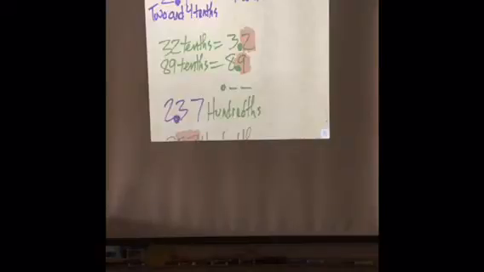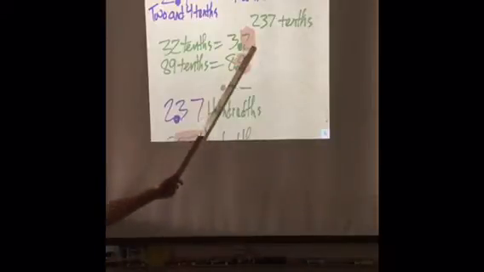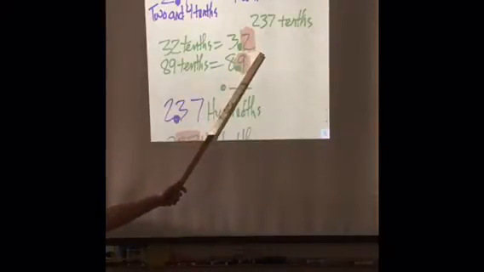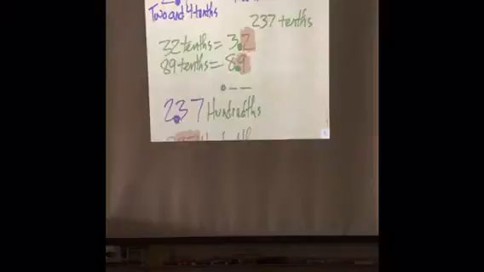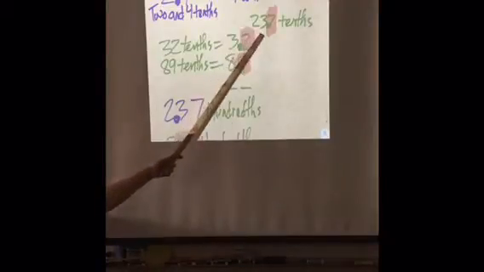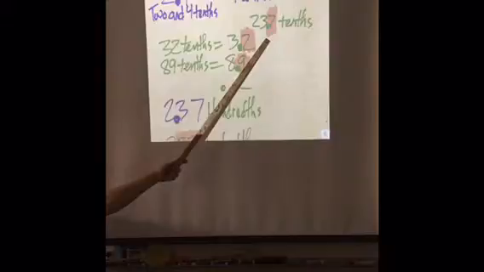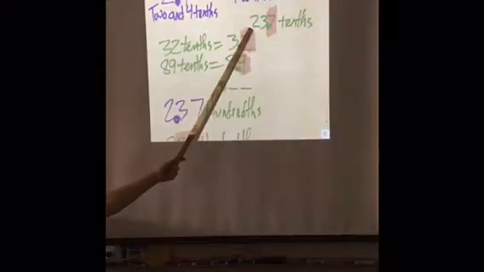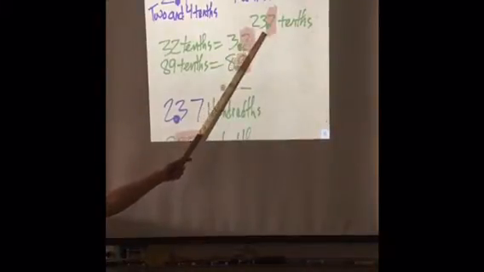All right, let me do another one. How about if I have 237 tenths? Okay, so how many places do I have in tenths behind the decimal? One. So I could highlight my 7 and the decimal goes in front of it, doesn't it? So it's actually 23 and everybody, 23 and 7 tenths.